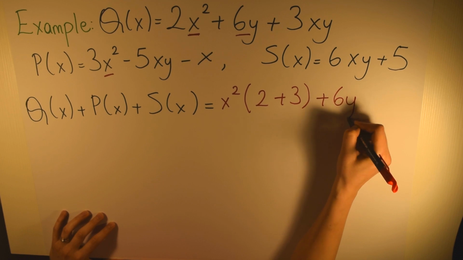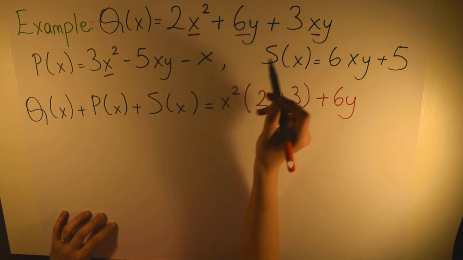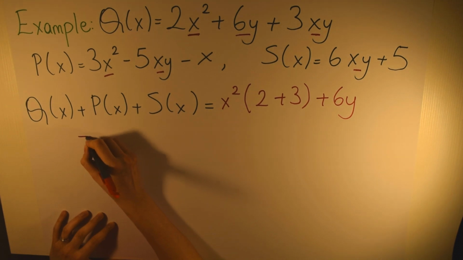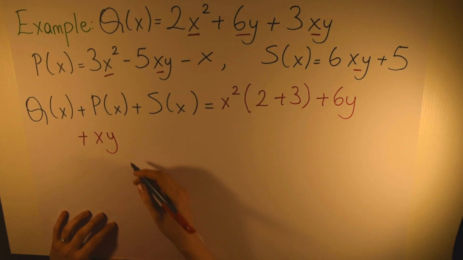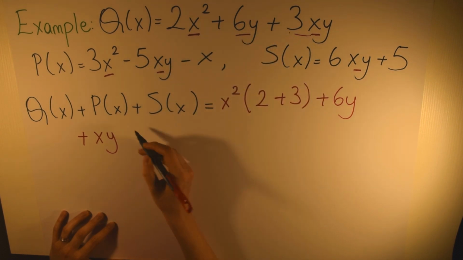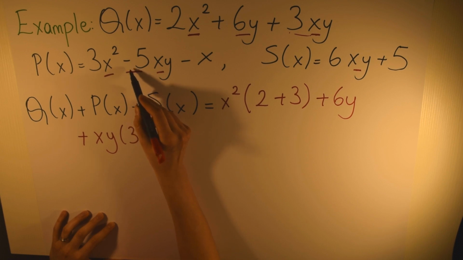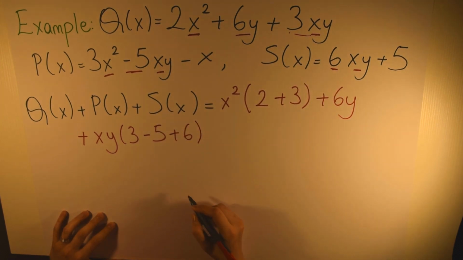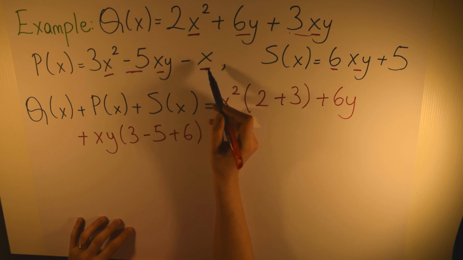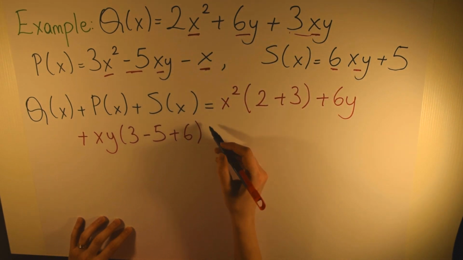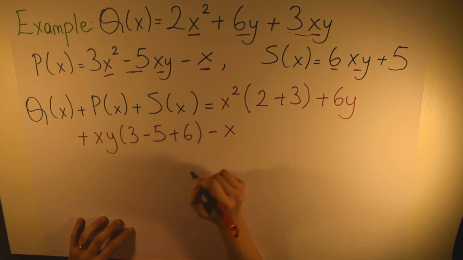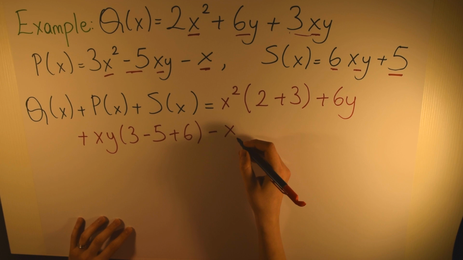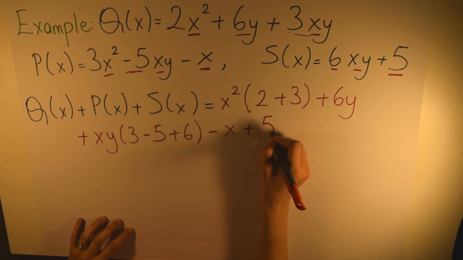Here's plus 6y, and here I have xy, here also I have xy, and here also I have xy. So I will write xy as a common factor, and in front of xy I have 3. Here I have minus 5, don't forget the minus sign, and here I have 6 plus 6, okay. So here I have also x, which I don't have here, and also I don't have here. So I just write it as it is, minus x. And here I have plus 5 as a constant. The others, they don't have constants, so I write plus 5 here as it is.